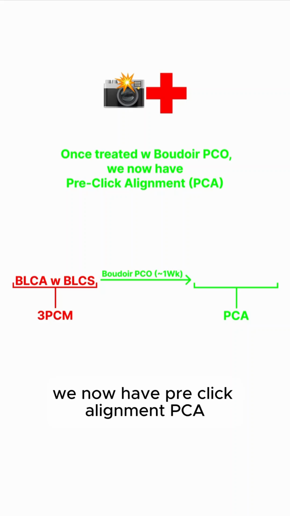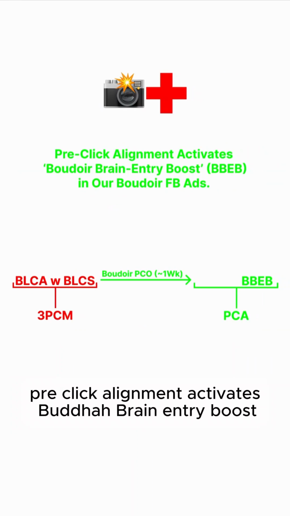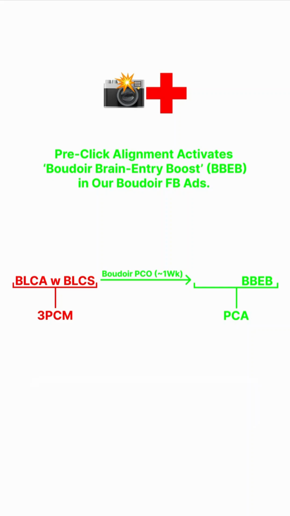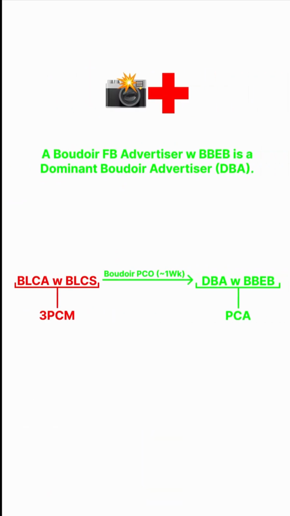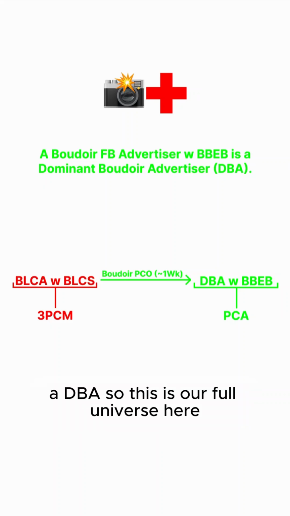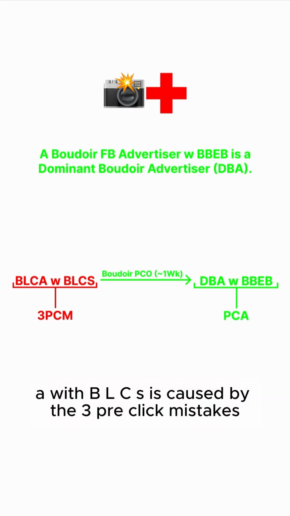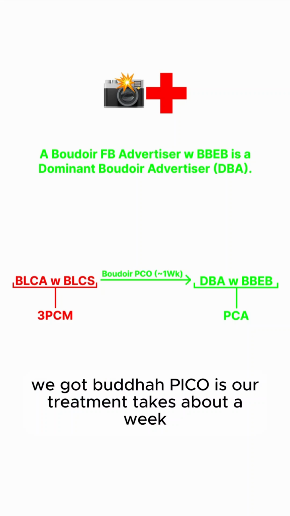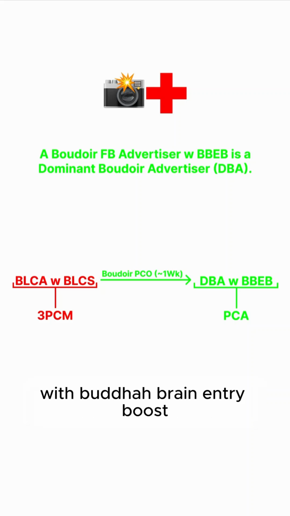Now, once you're treated with Boudoir Pico, we now have pre-click alignment, PCA. Pre-click alignment activates Boudoir brain entry boost in our Boudoir Facebook ads. AKA, we got our unique CTR all above 6%. And a Boudoir Facebook advertiser with Boudoir brain entry boost is a dominant Boudoir advertiser, a DBA. So this is our full universe here. A BLCA with BLCS is caused by the 3 pre-click mistakes. And we got Boudoir Pico as our treatment, takes about a week. We achieve pre-click alignment. We become a dominant Boudoir advertiser with Boudoir brain entry boost.